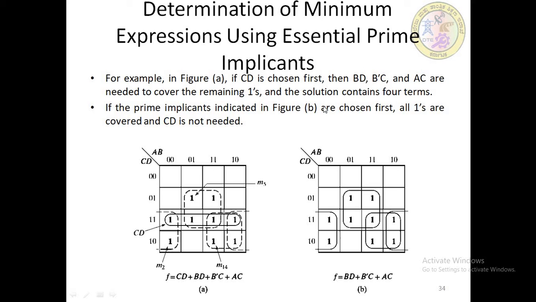If the prime implicants indicated in the figure are chosen first, all ones are covered, and CD is not needed. Here you can see CD, we have covered it, right? It clearly shows that all the ones are covered in some other groups. Does it seriously require CD? Definitely not. How can it be eliminated? If we start grouping with the essential prime implicants, definitely this can be eliminated.